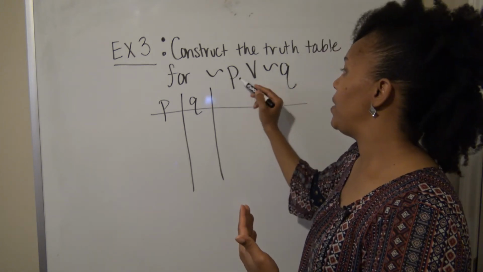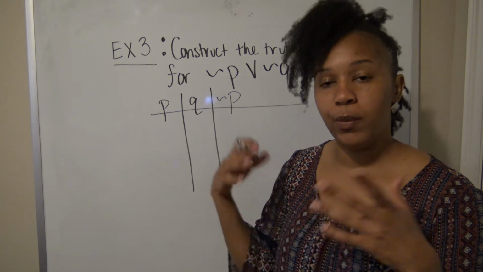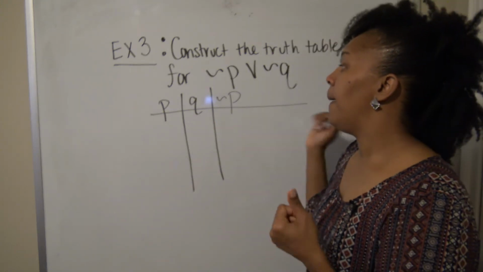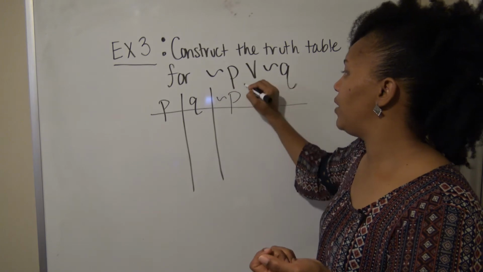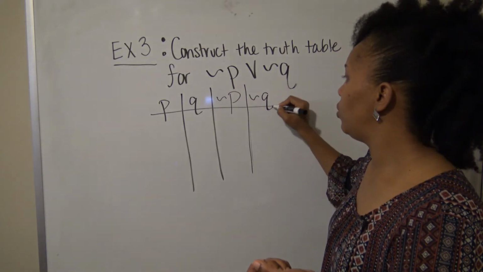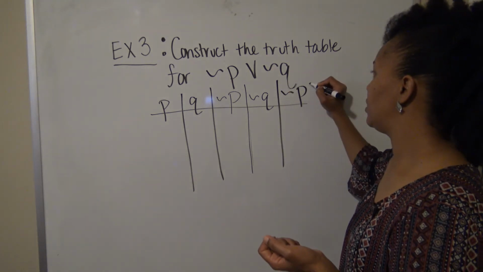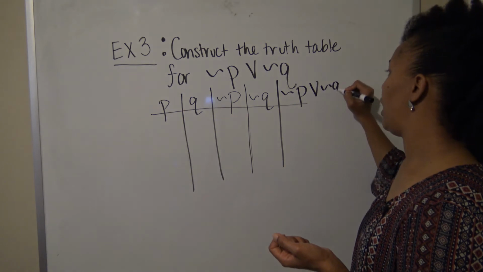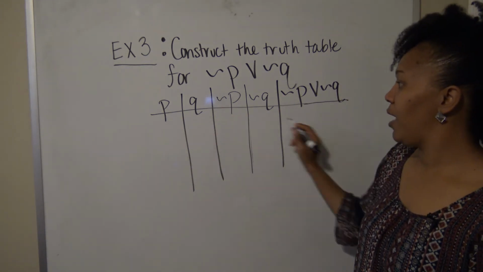Well, I have a not P in here. So I'm going to add a not P. Notice I don't have parentheses here. So the parentheses will tell me what to do next. But I don't have parentheses. So I need to figure out what is not P. I also have a not Q in here. So I also need to figure out what is not Q. And then once I have both of those, then I can figure out that final statement, not P or not Q. Okay, so this truth table has 5 columns.